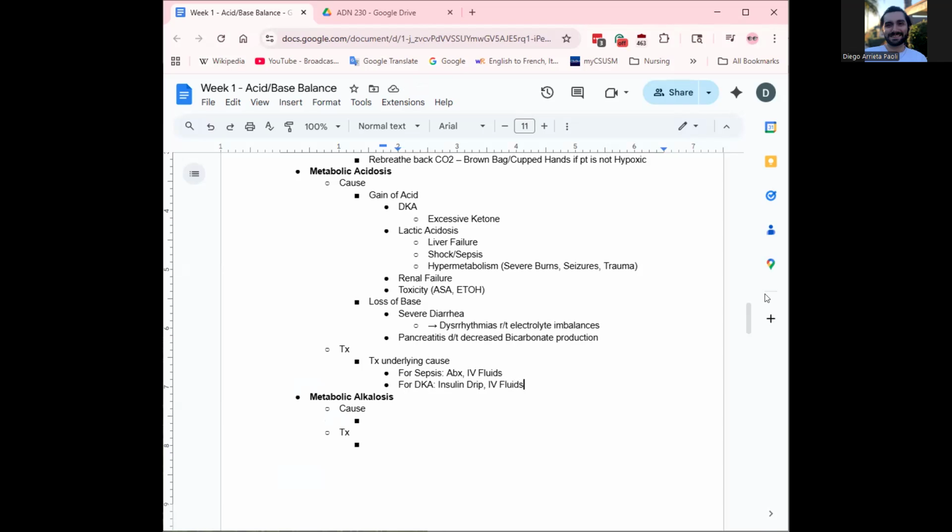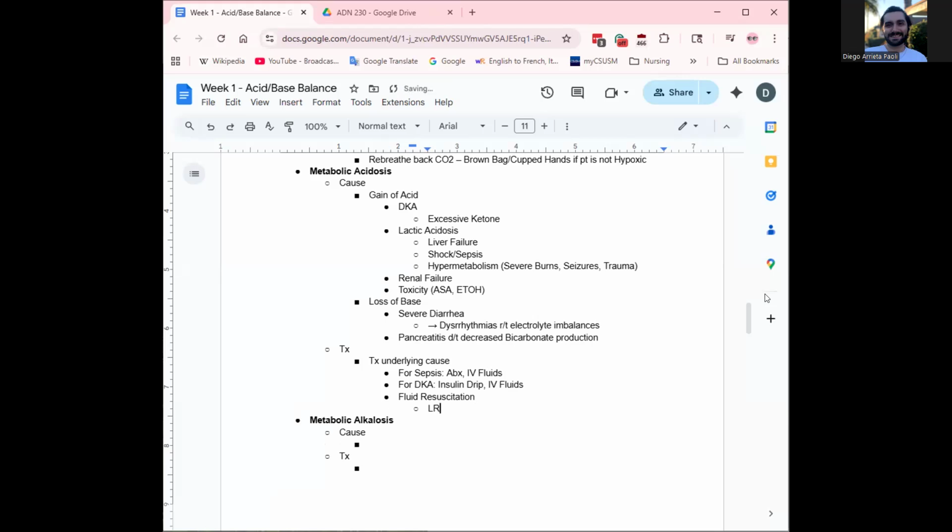And I'll include something here like the fluid resuscitation. Do you guys know which fluid is technically preferred for this sort of imbalance? Not D50. D50 would be more like if someone's hypoglycemic. So it's actually lactated ringers.